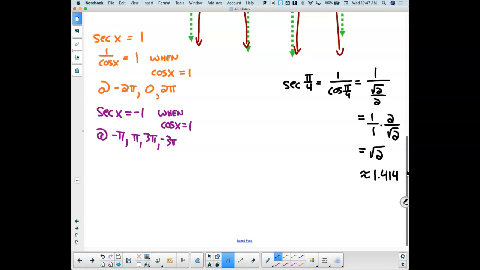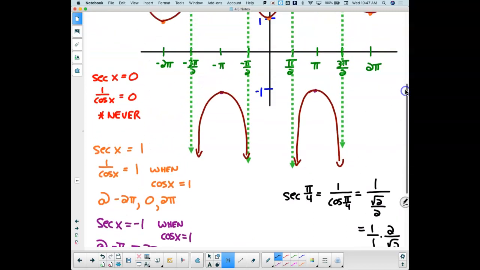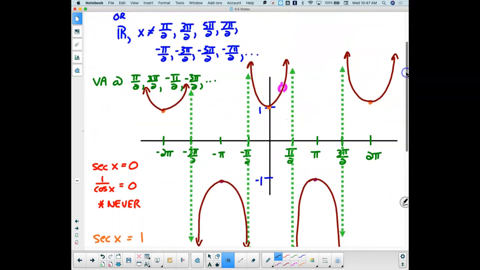So 1.414, which is more than 1, correct? And does that fit our graph? So those are the graphs of secant and tangent.